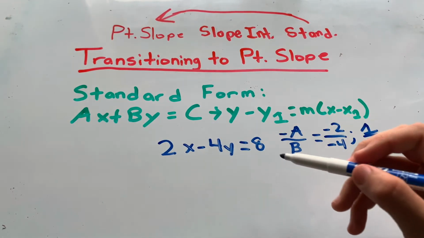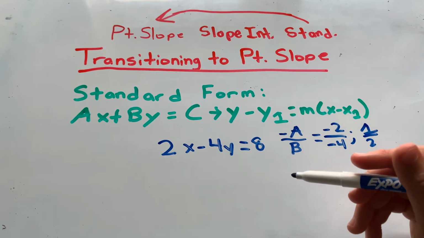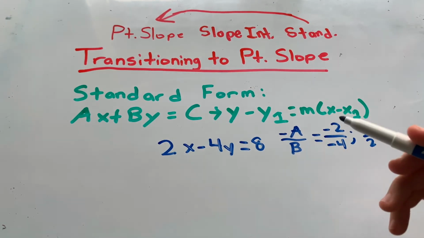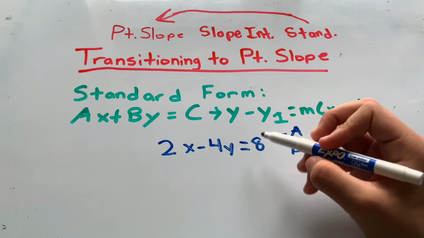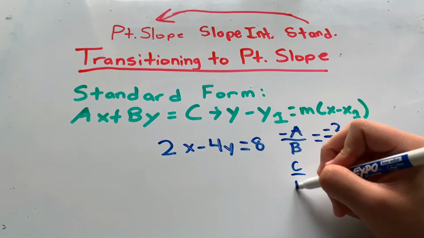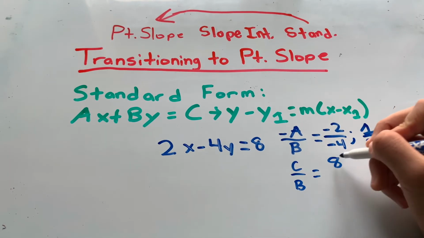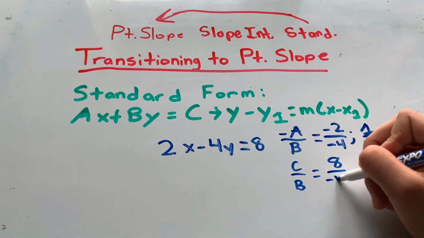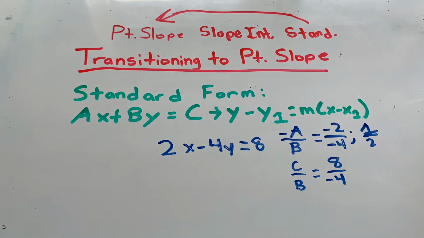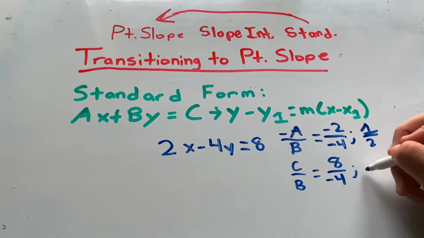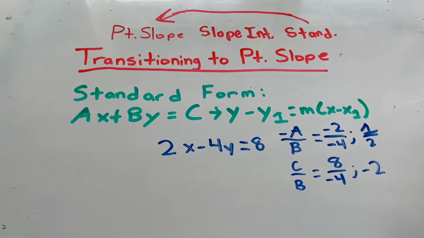Next, we can just use the y-intercept as a point using c over b. So c over b would be 8 over -4, which becomes -2. So our y-intercept would be (0, -2). Since we have a point and a slope, we can write our equation now.